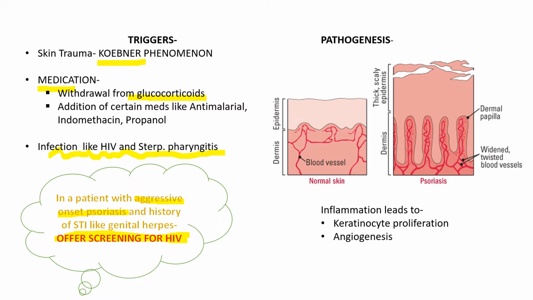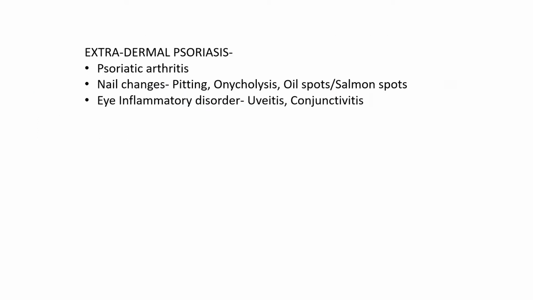The pathogenesis of psoriasis is quite simple. All these triggers act through an autoimmune mechanism. The keratinocyte proliferation in the epidermis leads to thickening and scaly appearance of the epidermis, and also in the dermis there is angiogenesis, which leads to widened, twisted and new blood vessel formation. So let's move on to the extradermal manifestations of psoriasis.